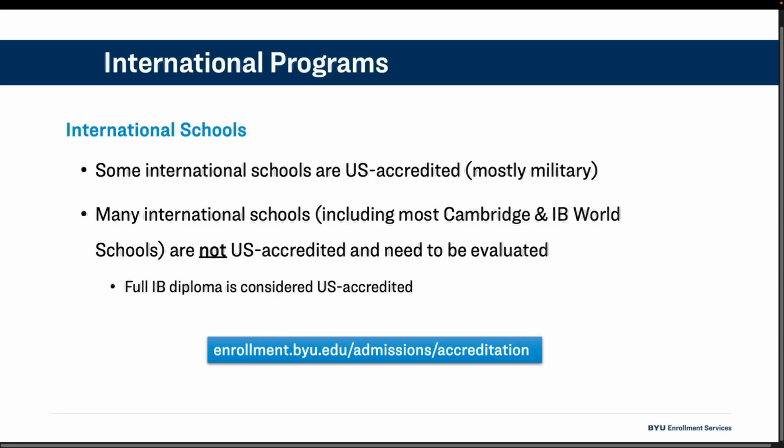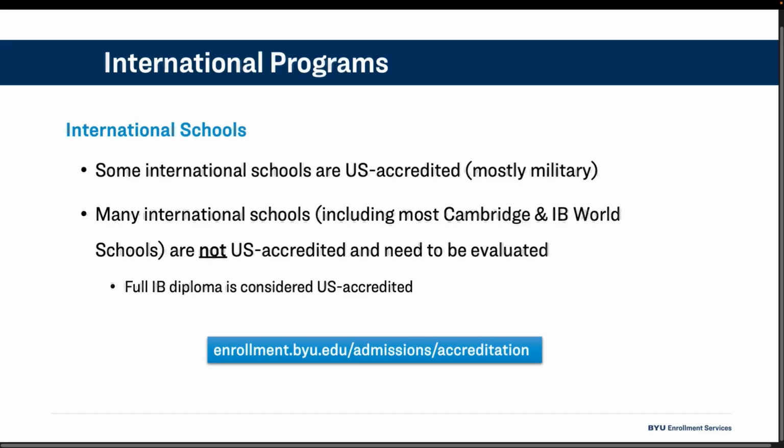The exception to this is the full IB diploma. If you have attended an IB World School that is not US accredited, but you have completed the full IB diploma and you have your scores in your hands at the time of application, that is considered US accredited, and we can help you report that on your application. In order to do that, you'll need to reach out to us directly for instructions. You can submit a case, or you can reach out to the international rep directly for help with that.